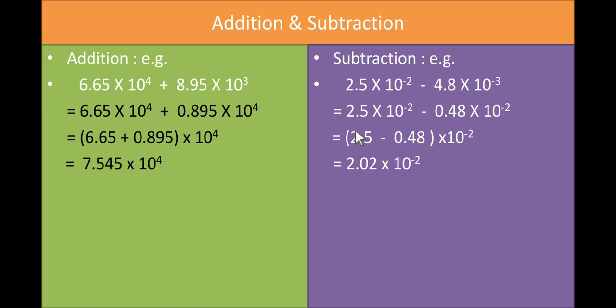Now we take common 10 to the power minus 2 and we get 2.5 minus 0.48. So the answer is 2.02 into 10 to the power minus 2. I think with these examples you have a clear idea about addition and subtraction in scientific notation.